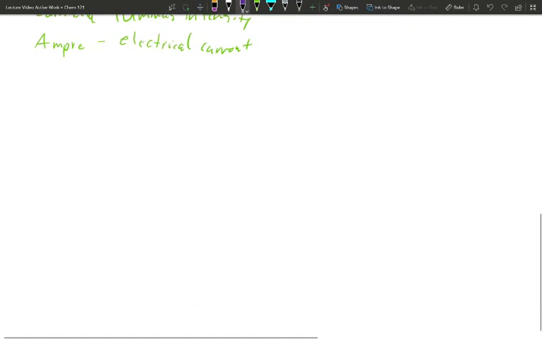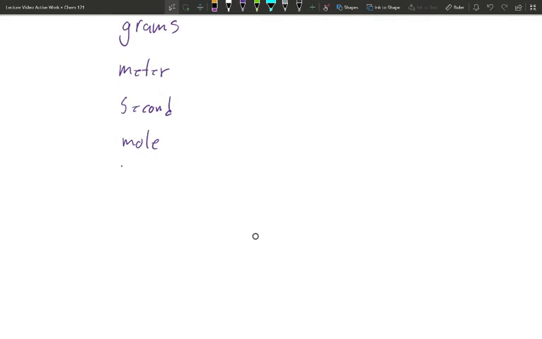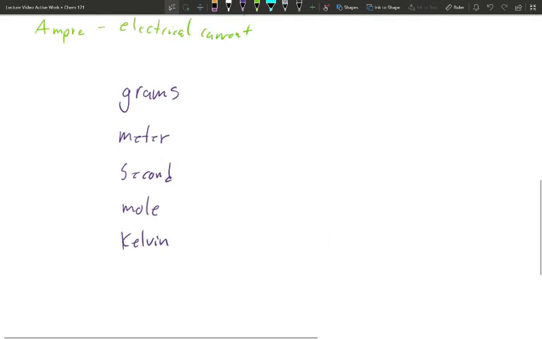So units we're going to use and discuss in the next video. We're going to talk about the grams. We're going to talk about the meter. Talk about the second. We're going to talk about the mole. And we're going to talk about Kelvin. These are our standard units that we will be using in this course. And so we'll talk about them in our next video.